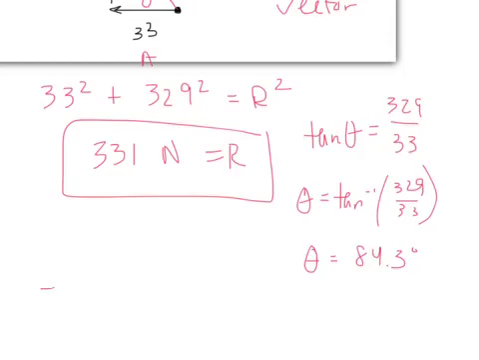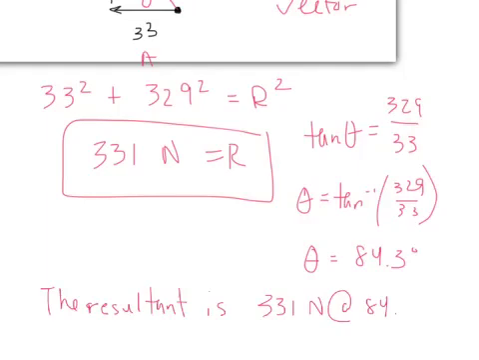The resultant is 331 newtons at 84.3 degrees northwest. And make sense of that answer, please, in your mind.